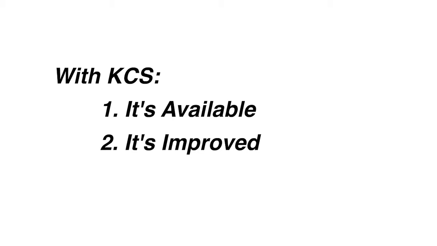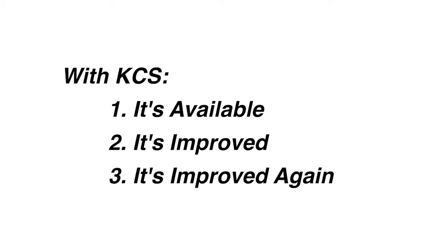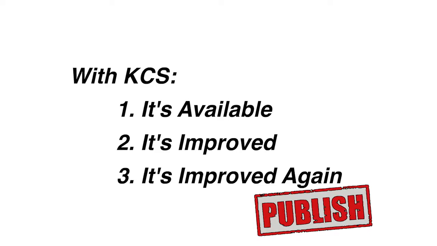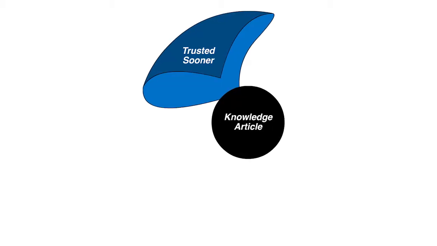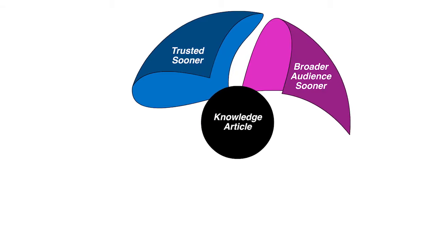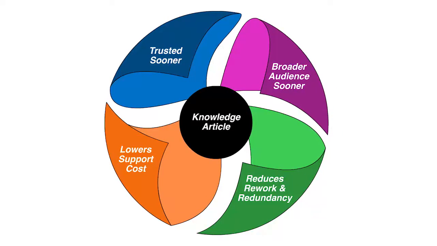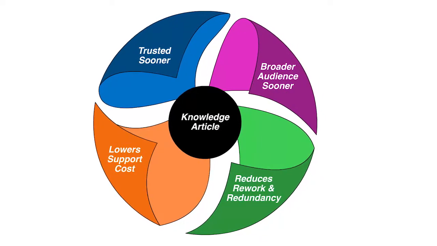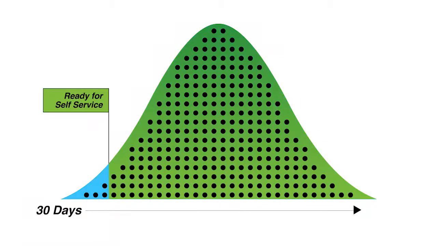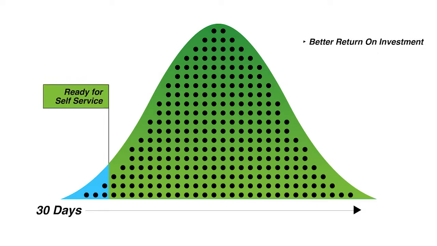So within KCS, it's 1, available, 2, it expands, it's improved, and 3, it's improved again, and now we can publish to our customers. So our trusted knowledge, it's trusted much sooner, it gets to a broader audience sooner, and it does lower the cost of support. We get rid of any rework or redundancy, and we also have control over what's out there. We can see it. It also means the sooner we can have it available for self-service. So therefore, we have a much better return on our investment.